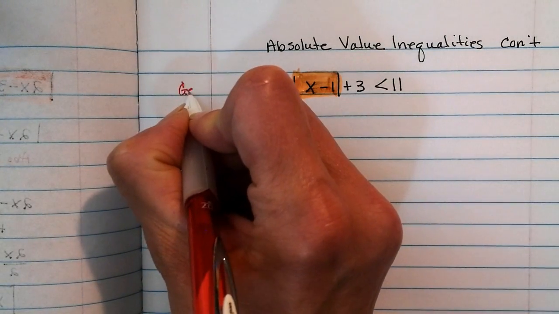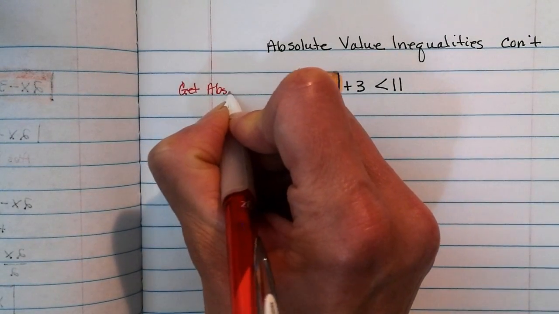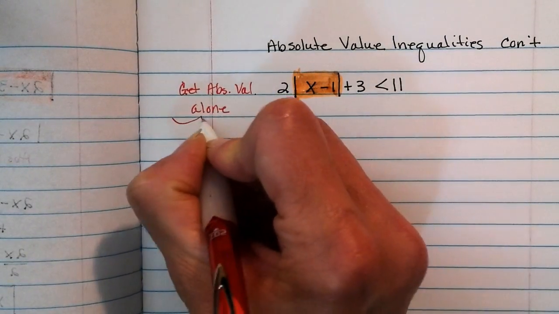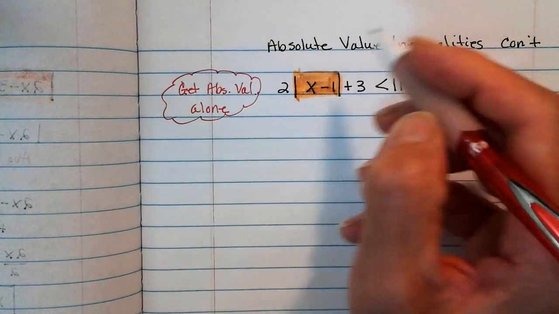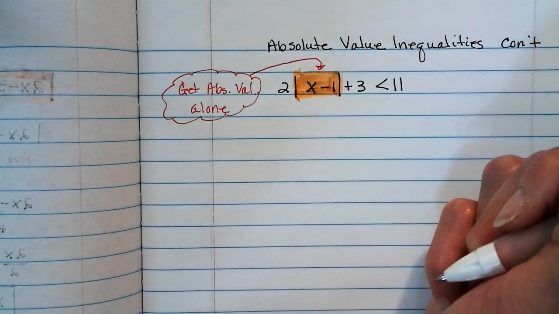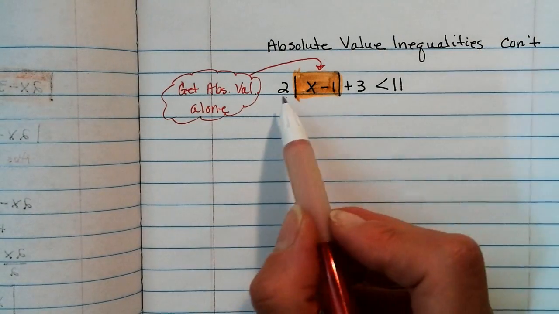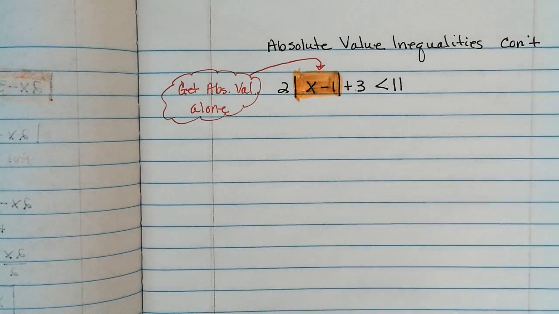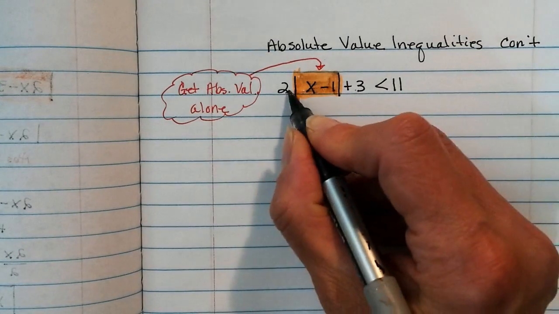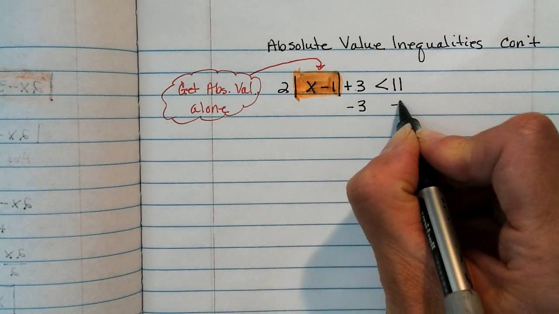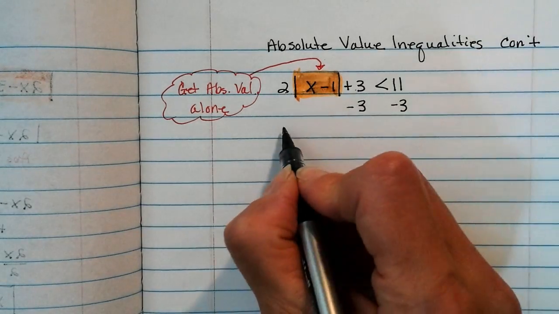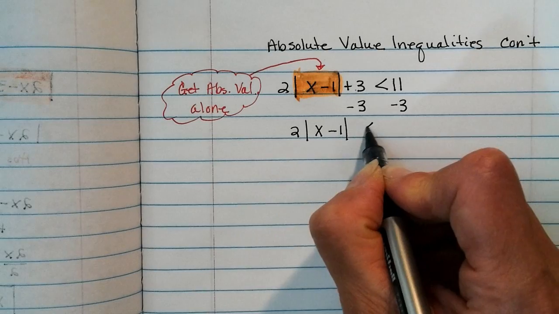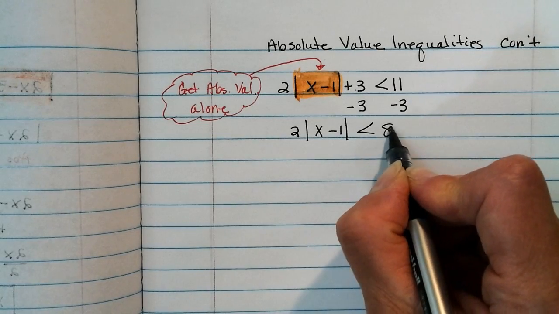So let's write: get absolute value alone. Okay, that means this. We want to get the orange thing all by itself. So what's happening to the orange thing? We have something being multiplied to it and something being added to it. It's easier to unadd than unmultiply. So I'm going to subtract 3 from both sides of the inequality. That leaves me with 2 times the absolute value of x minus 1 is less than 8.